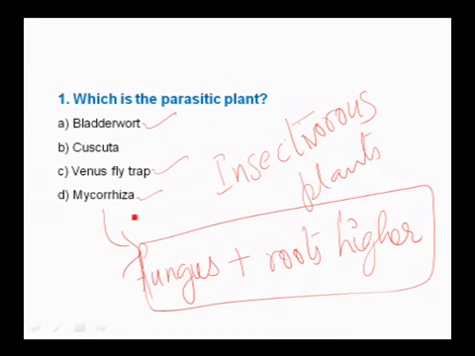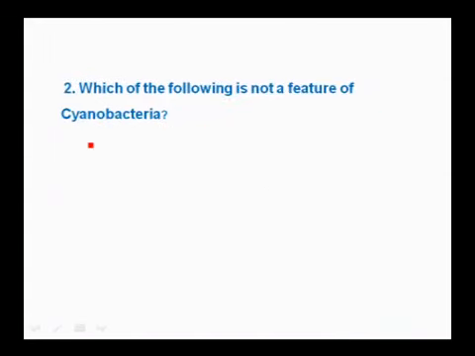So obviously it is not a plant. Then the right answer has to be B. So here B is the right answer for question number 1. Now let us see the next one.